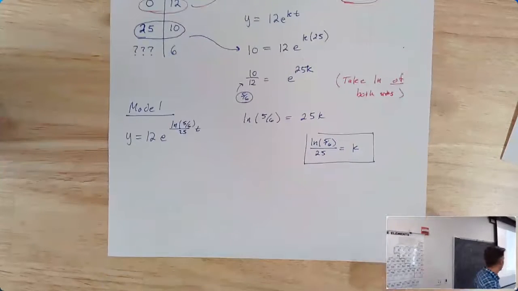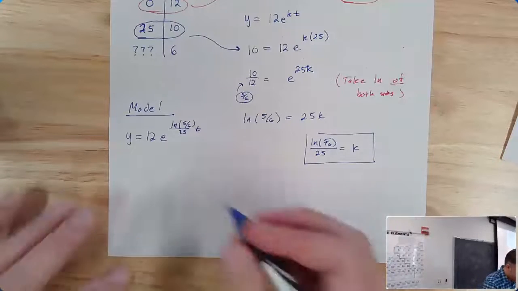Because after you find the model, we're being asked to find the half-life. So whenever you're asked to find the half-life for exponential decay, right? It's not a thing for growth. For exponential growth, you'd be asked to find the doubling time. The half-life is just how long it takes for half of the stuff to remain and half of it to decay.